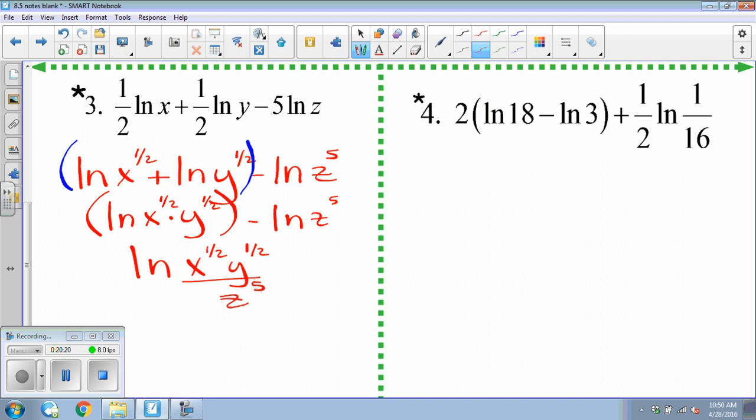Now we have to put our radicals back. If it's x to the 1/2, that's what root? Square root, right? So that's square root of x times the square root of y. Can I write them both under the same radical? Yes, because it's the same root. So it's ln of the square root of xy divided by z to the 5th.